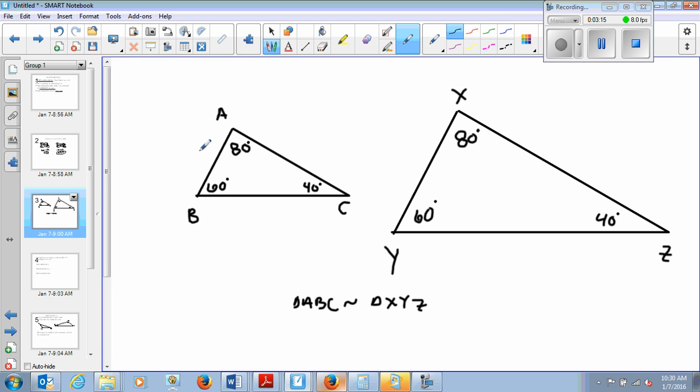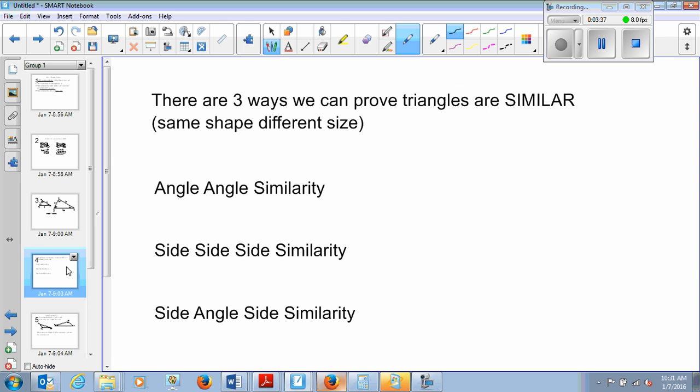Now the sides would also be proportional. So maybe this one's 1, this one's, we'll say, 3, and this one's 4, and maybe over here this one's 2, 6, and 8. So you can see how those are proportional to each other. 1 is to 2, it's half of 2. 4 is half of 8, 3 is half of 6. So those are proportional to each other.